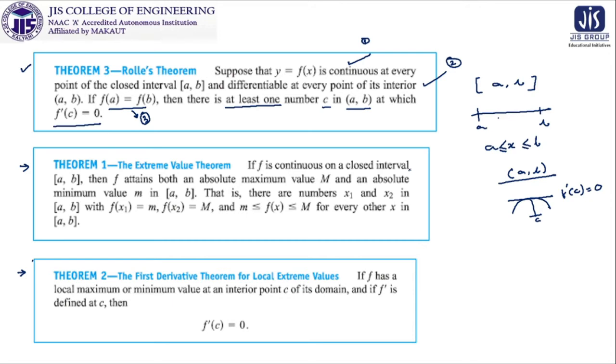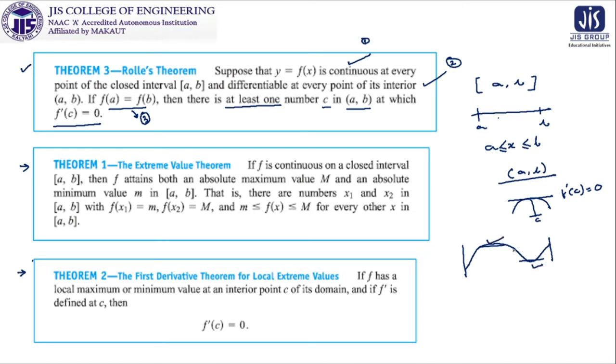Actually theorem 1 tells us the extreme value theorem, that if f is continuous on a closed interval like our function in Rolle's theorem, then f attains both an absolute maximum value and an absolute minimum value in a and b. That is, there are numbers x1 and x2 in a and b with fx1 as small m and fx2 as capital M, and all the functional values fx will be greater than equal to small m and less than equal to capital M. This is the extreme value theorem, and this is guaranteed if fx is continuous on the closed interval. So if it is continuous on the closed interval, then it must have one maximum value and one minimum value. It may go like this, no problem. If I consider up to this one, then look at this, it is my maximum value, it is my minimum value.